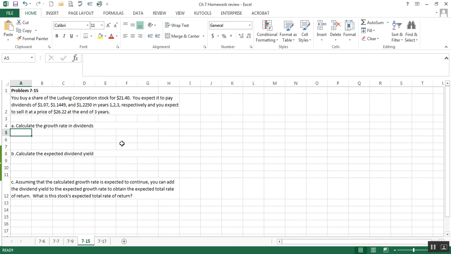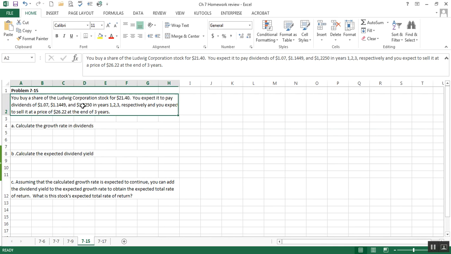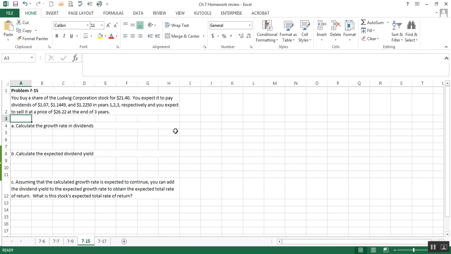Now let's look at problem 7-15. You buy a share of the Ludwig Corporation stock for $21.40. You expect it to pay dividends of 1.07, 1.1449, and 1.225 in years 1, 2, and 3, respectively. And you expect to sell it at a price of $26.22 at the end of 3 years. Let's calculate the growth in dividends.